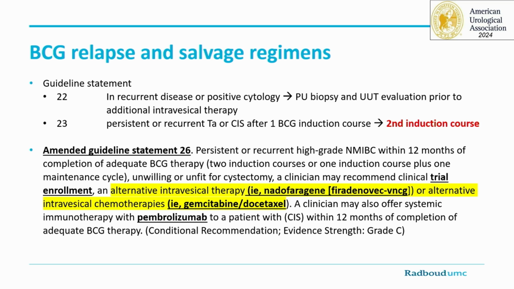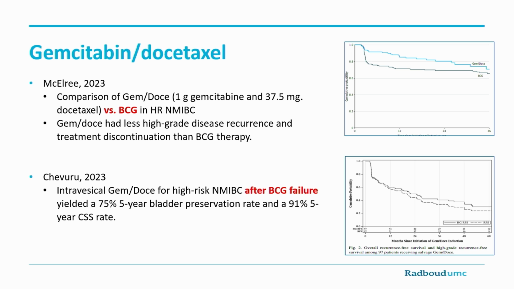BCG relapse and salvage regimens, and that has been changed a little bit in the 2024 guideline edition from the Americans. You see now that there are intravesical therapies mentioned, nadofaragene, and also gemcitabine, docetaxel, and pembrolizumab. So it used to be that BCG relapse was all clinical trials, but now there are a few options that apparently are realistic options to consider. And here you see the data on gem-docetaxel, and you see several studies on that, and there is a trial running, gem-docetaxel versus BCG.